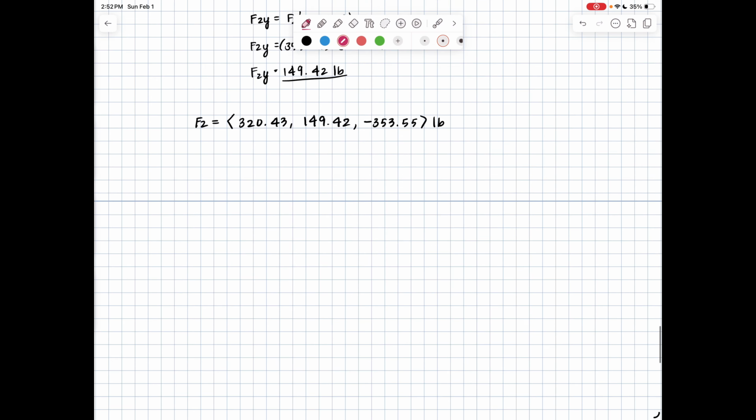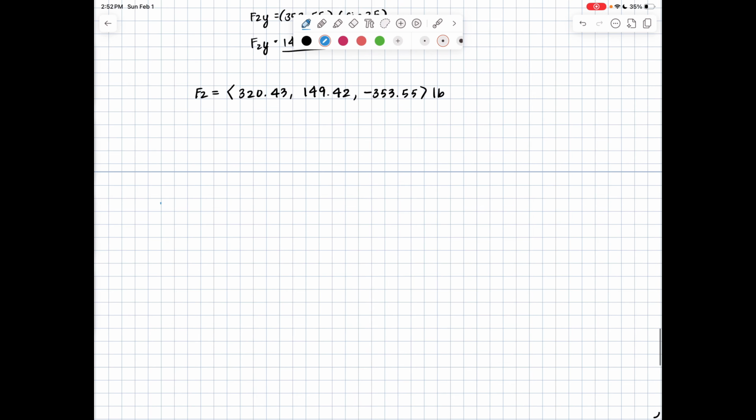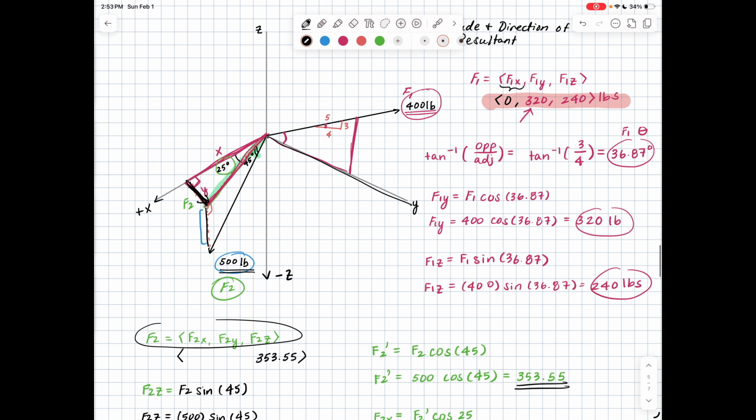So to get a resultant, what we're going to have to do is add the components. So resultant, which is FR, equals F1 plus F2. And we can really expand this to equal F1x plus F2x, comma, F1y plus F2y, comma, F1z plus F2z.